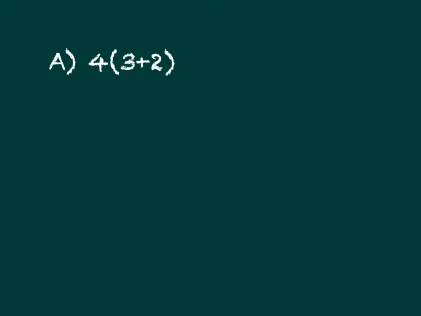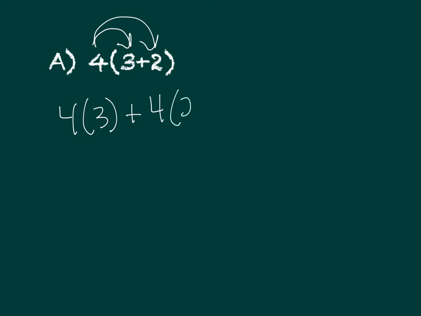Now let's take a look at part A, but using the arrows for the distributive property. So when we use arrows, we're going to go from the outside term to both inner terms. That gives us 4 times 3 plus 4 times 2. 4 times 3 is 12 plus 4 times 2 is 8, and that gives us 20.